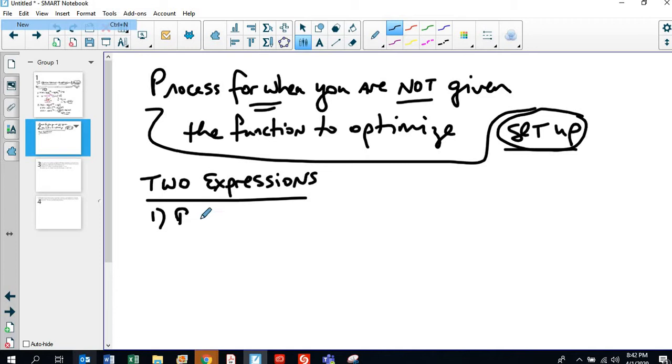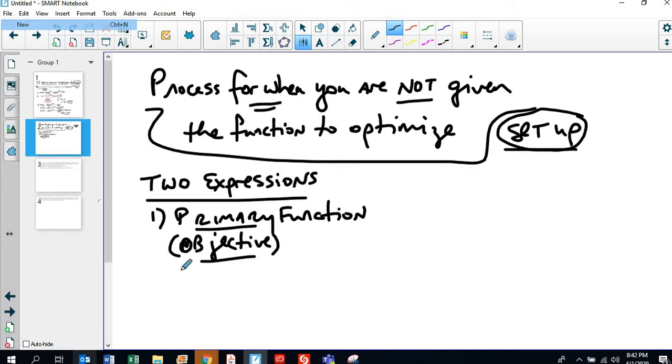We have the first thing, which is called a primary function, and some textbooks would call this the objective function, the objective being the object of the problem. In other words, if we want to maximize the revenue, then revenue is our primary function. If we want to minimize the amount of material needed to build a fence, then the amount of material to build the fence is the primary function.